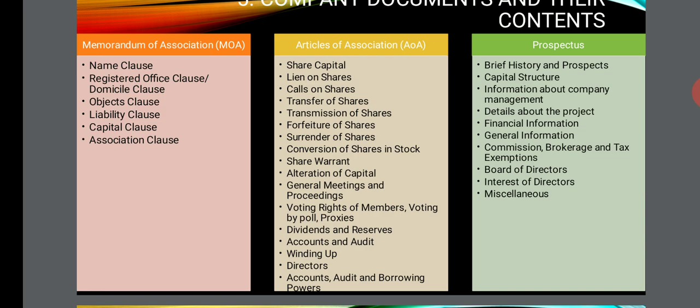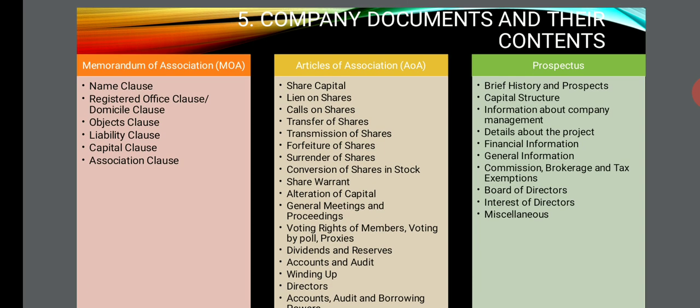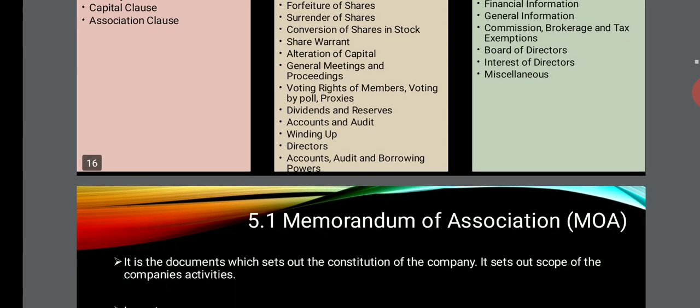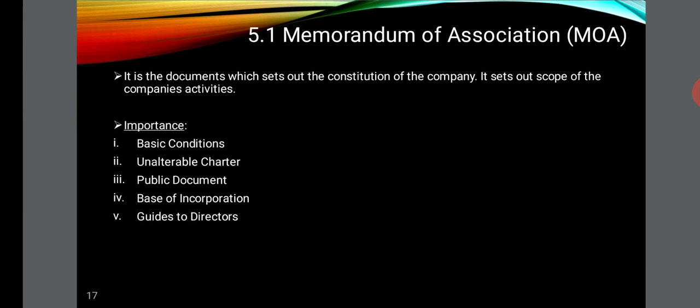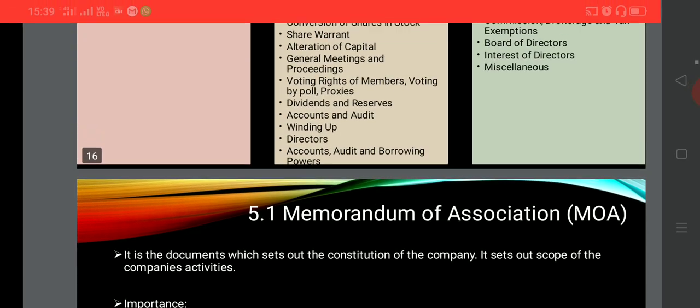Now, the prospectus: brief history, capital structure of the company, information about the company management, details about the projects, financial information, general information about the company, commission, brokerage and tax exemptions, board of directors of the company, interest of directors in the assets of the company, and miscellaneous. So these are the contents of a memorandum of association, articles of association, and prospectus. Memorandum of association is the document which sets out the constitution of the company. It sets out the scope of the company's activities.